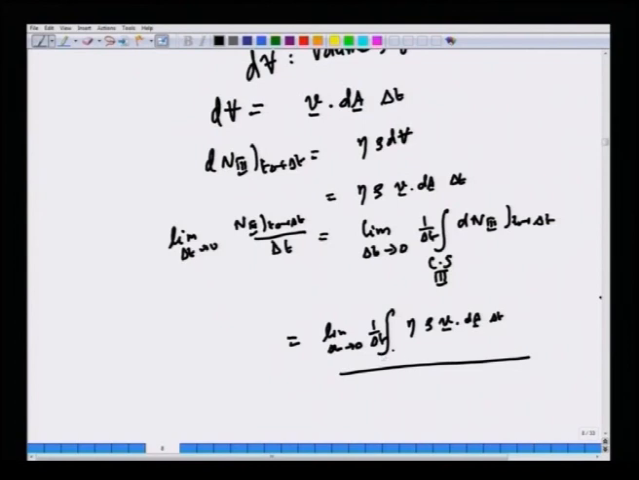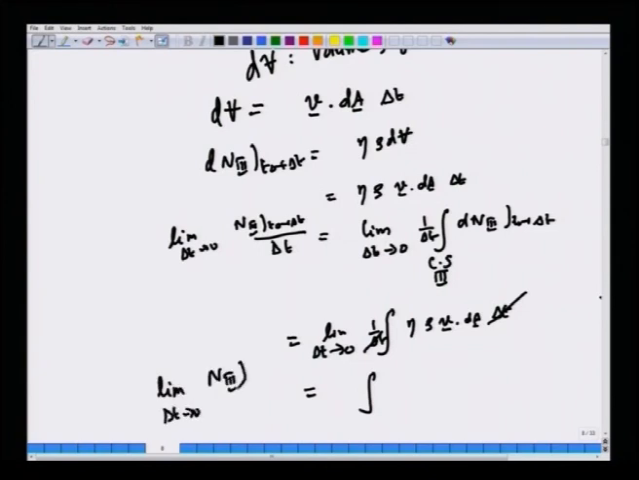So, this is the limit as delta t goes to 0 of rho V dot dA times delta t divided by delta t. So, delta t will cancel to give the integral. So, the limit as delta t goes to 0 of n 3 at t 0 plus delta t divided by delta t is nothing but the integral of eta rho V dot dA over the control surface at 3. We will stop at this point and we will continue in the next lecture.